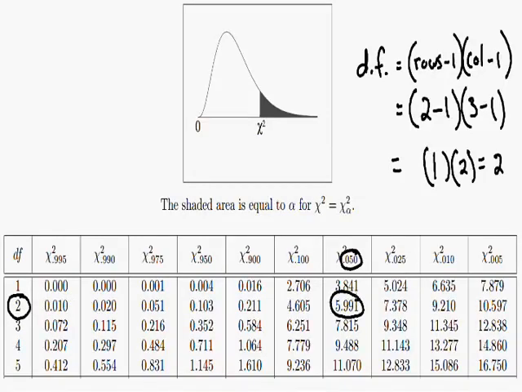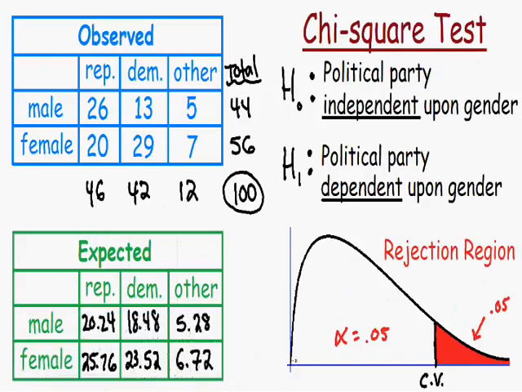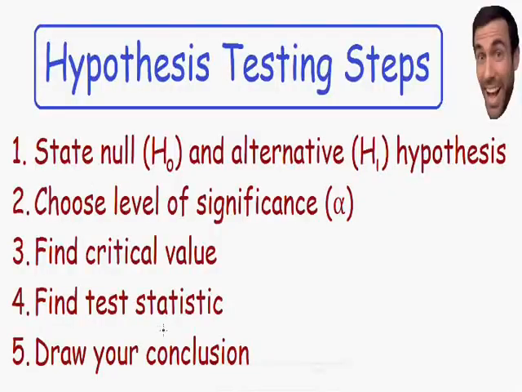This is our critical value, 5.991. So let's go back to our example, and we know that our critical value is equal to 5.991. So now we are ready to move on to step number 4. Step number 4 says to find the test statistic. Now, since we're using a chi-squared test, this is going to be a chi-squared value.